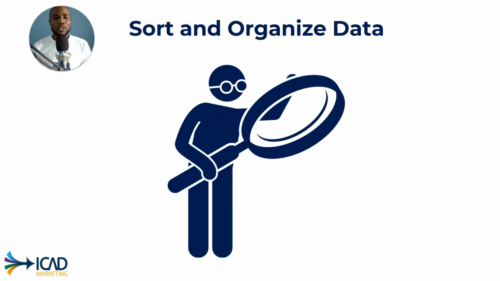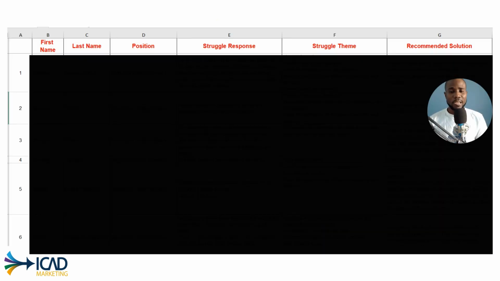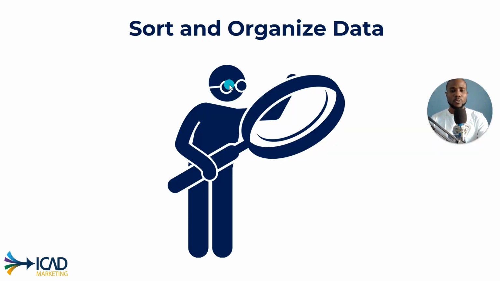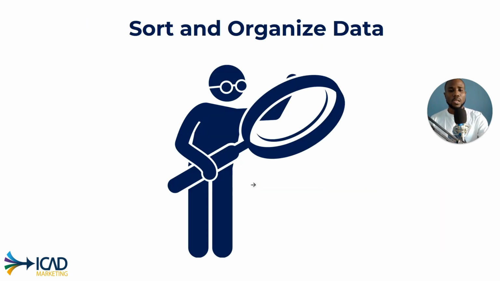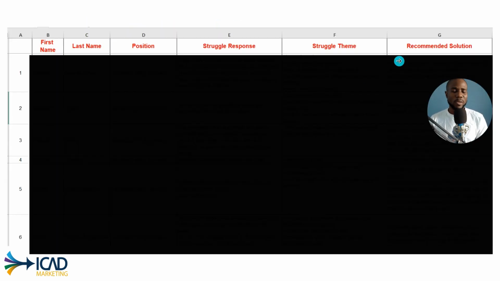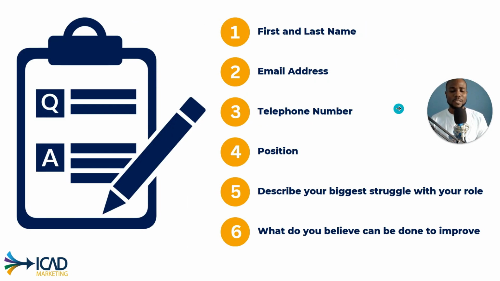The next step was to actually sort and organize all the data once we got all people filling out the survey. The next thing I did was to put together an Excel sheet to collect all the data and have it in one place. So first name, last name, position, struggle response. Struggle response would be based on question 5, which is describe your biggest struggle. And then we have recommended solution, which will be based on question 6. What do you believe can be done to improve, right?